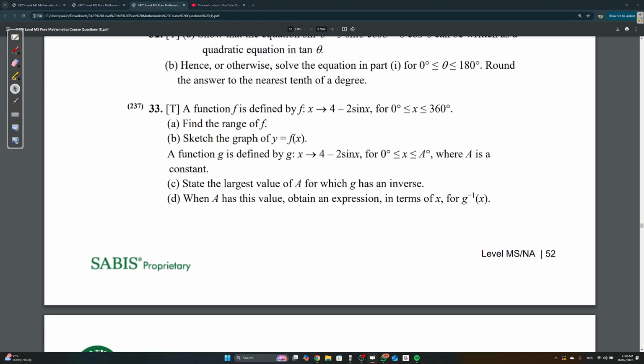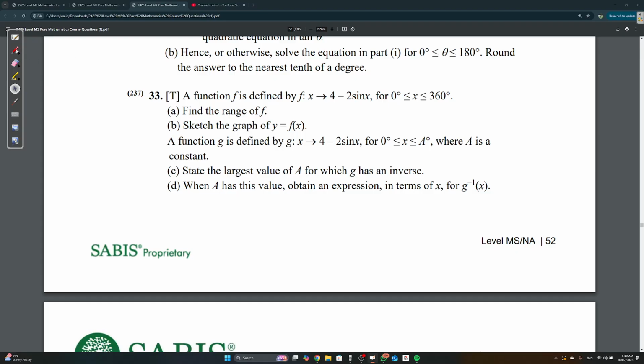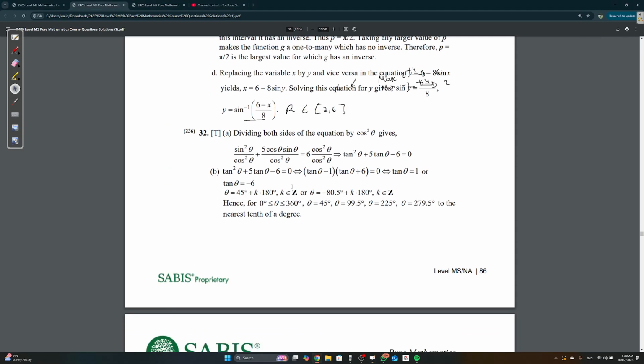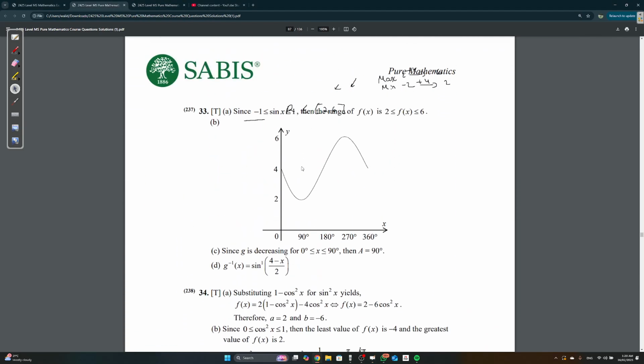Question 33. A function f is defined by f of x is 4 minus 2 sine x. Find the range of f. Range means max or min. Let's take a look. Always ignore the transformation. 2 sine x. The max is what? 2. The min is what? Minus 2. So you're adding 4. When you add 4, it becomes 6. When you add 4 here, it becomes 2. So my range is between 2 and 6. So the range belongs to 2, 6. Very easy. Right?